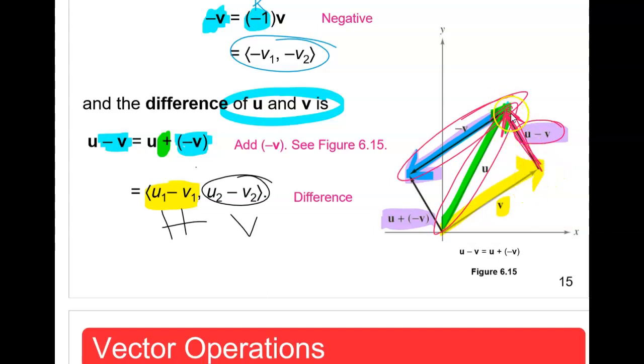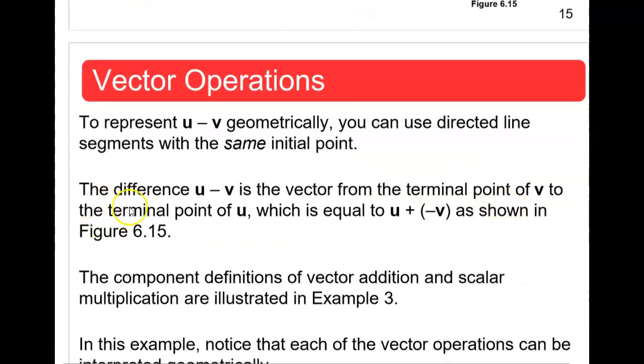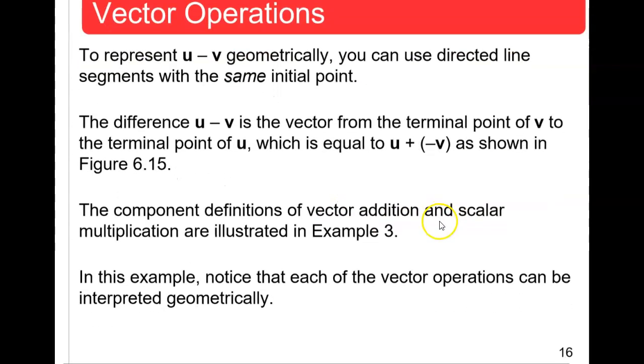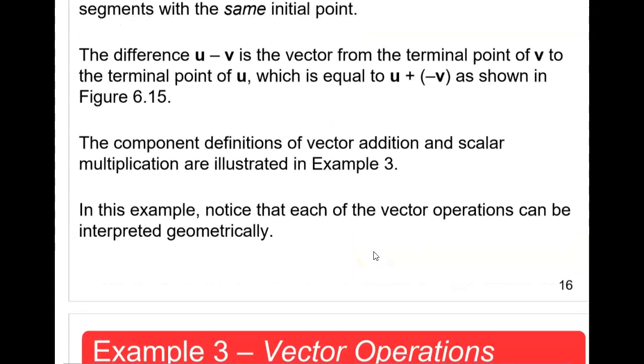And so that will be our difference of the two vectors. The difference u minus v is the vector from the terminal point of v to the terminal point of u, which is equal to u plus -v, as shown in the figure from the previous slide. The component definitions of vector addition and scalar multiplication are illustrated in example 3, which we're going to get to.